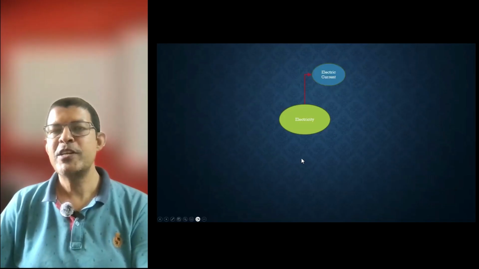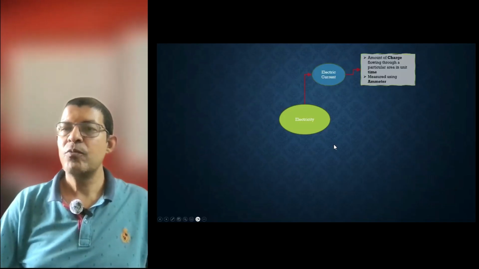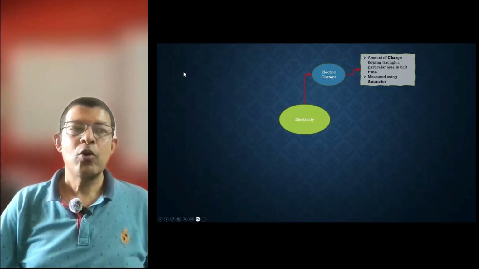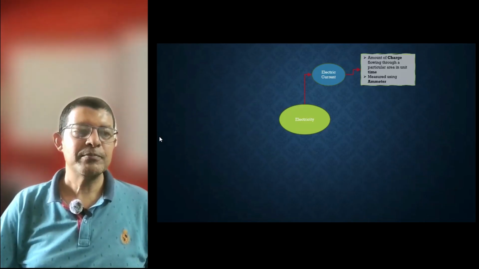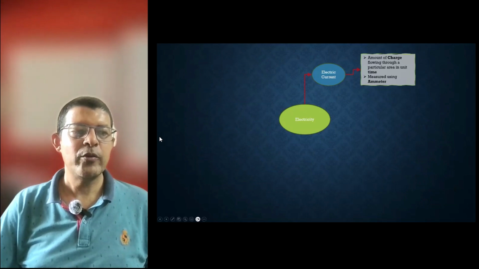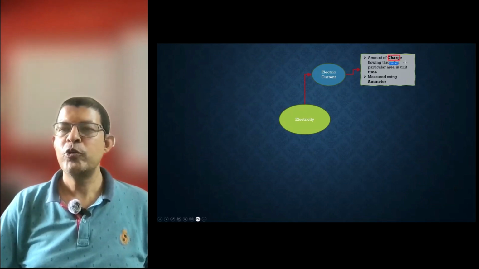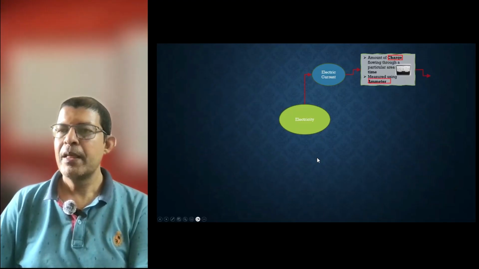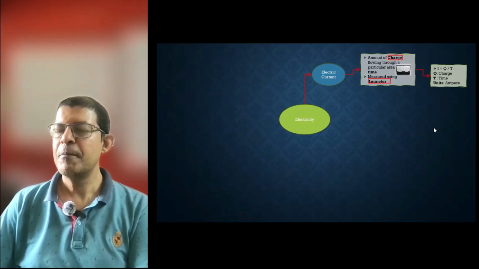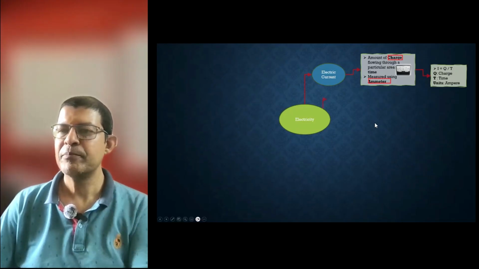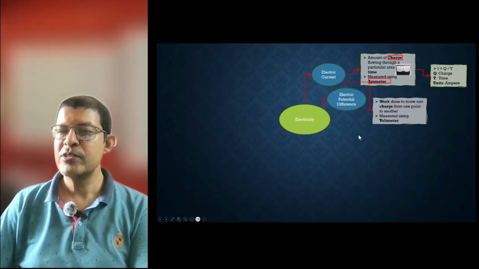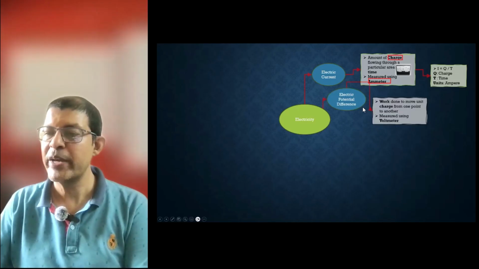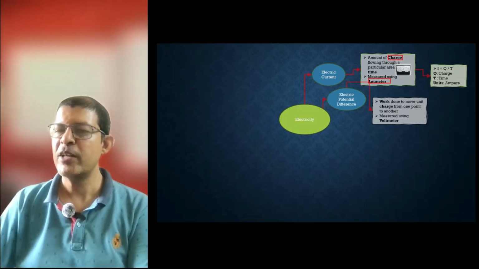We'll do a quick recap now. We have studied about electricity. We have seen electric current. Electric current is the amount of charge flowing through a particular area in unit time. It is measured using an ammeter. And then we have seen the formula for current, based on the charge flowing and the time. Then we've seen electric potential difference. We have seen that electric potential difference is the work done to carry one unit charge from one place to another place. And it is measured using a voltmeter.